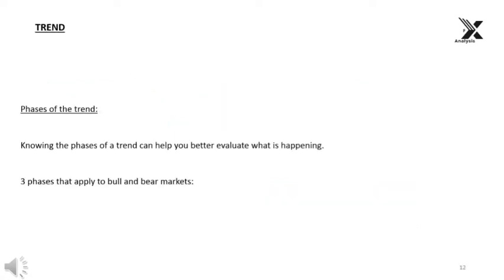The second biggest concept of technical analysis is the trend. Knowing the phases of a trend can help you better evaluate what is happening. There are 3 phases that apply to bull and bear markets.